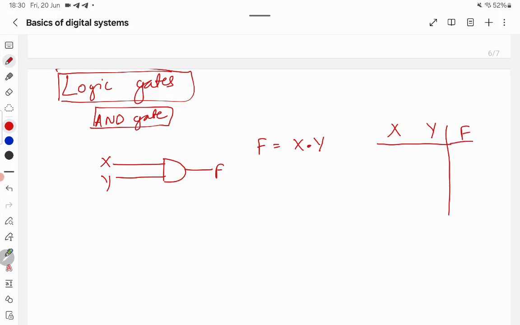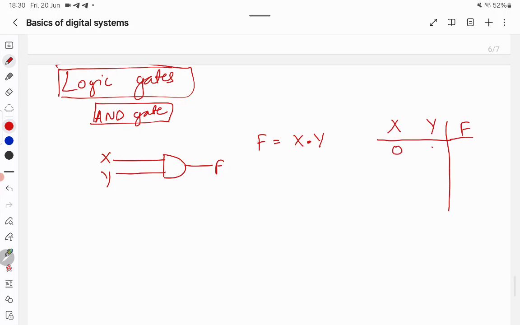We draw it like this. Let's write 0 0, 0 1, 1 0, 1 1. We are writing this in binary. So if you give X equal to 0 and Y equal to 0, if you give both 0 and 0, what will be the output? So 0 and 0, the output will be 0.